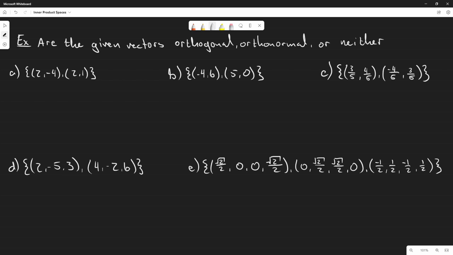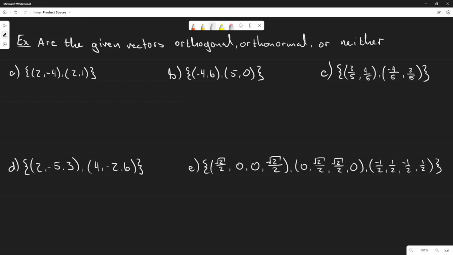Welcome back to the Blackboard, and we are going to work on our last set of examples for this chapter, and it's going to be covering orthogonal, orthonormal bases, and the Gram-Schmidt process. But before we actually do all of that, we're just going to take it step by step. And so for this example, we're going to check if the given vectors are orthogonal or orthonormal or neither.